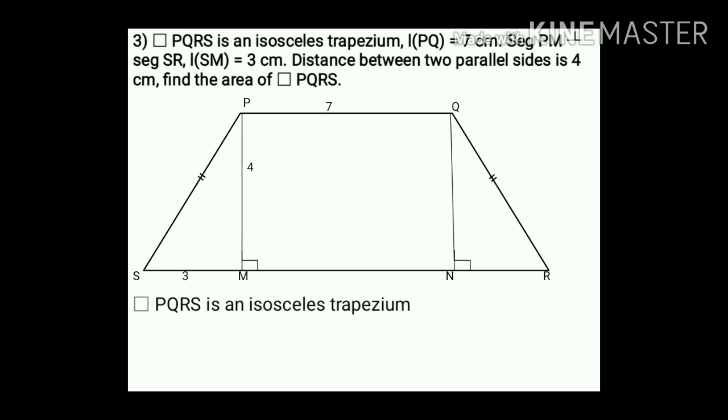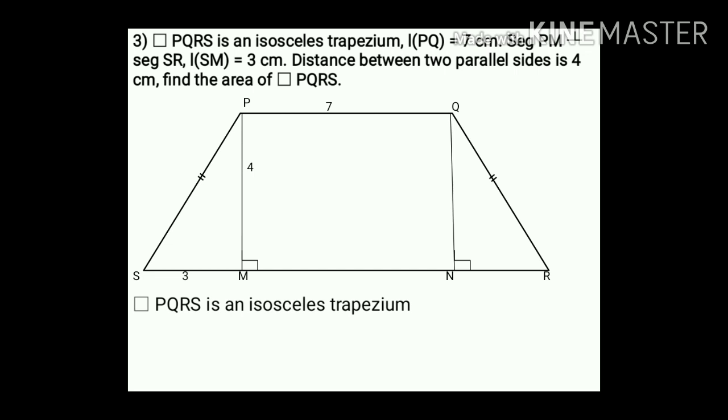Here, children, PQ is one parallel side. That measure is given, 7 cm. Now another parallel side SR, that measure is not given, children. We have to find it out. After that, we have to find the area of quadrilateral PQRS, because for finding the area, children, we require the length of two parallel sides and height. Here height is given, children. PM is a height. It is given 4 cm, right?